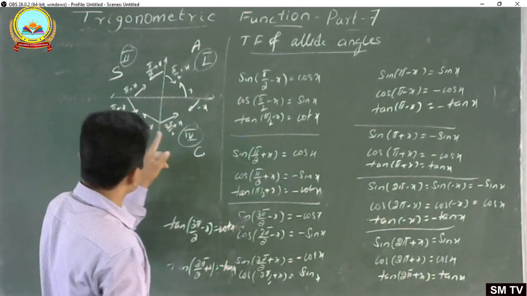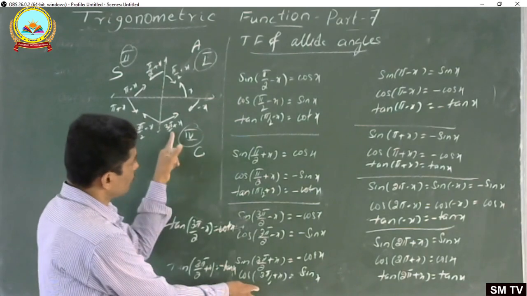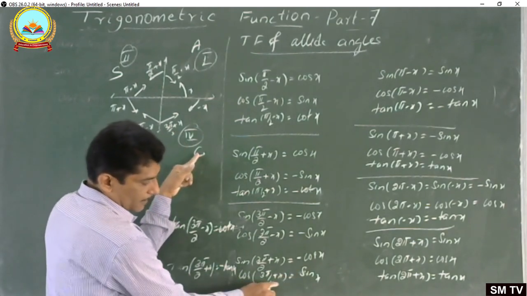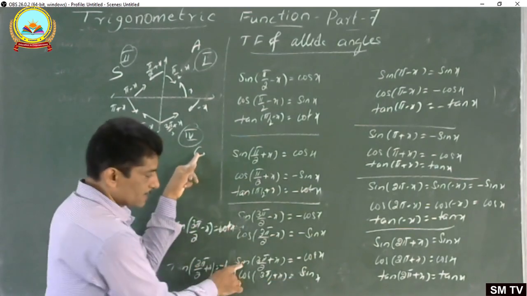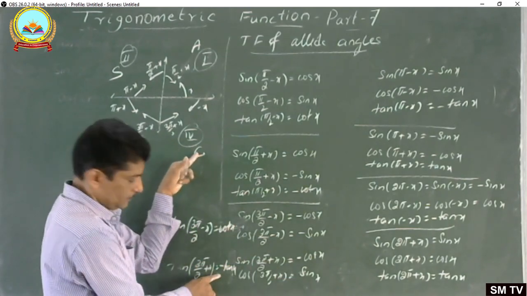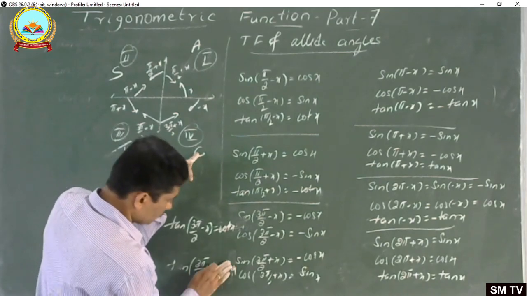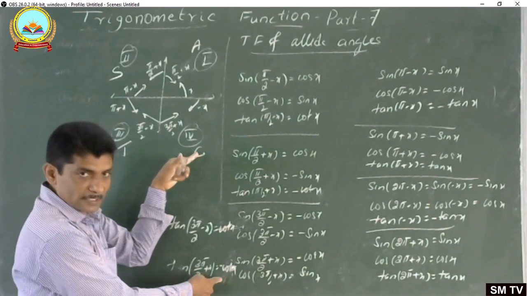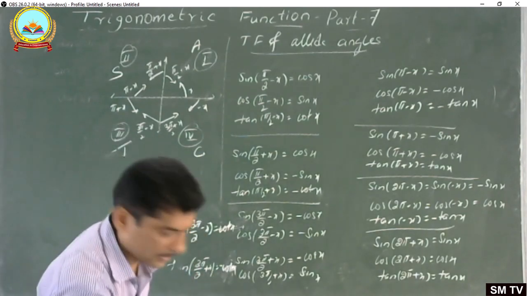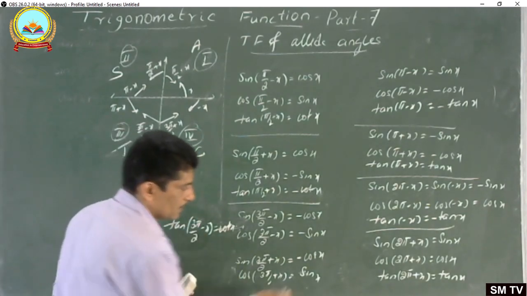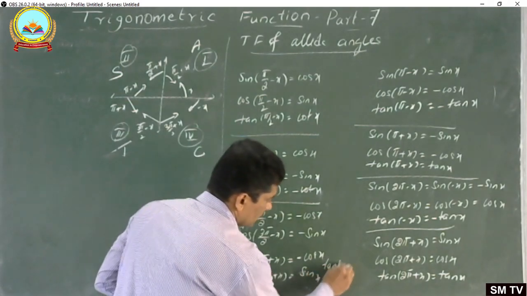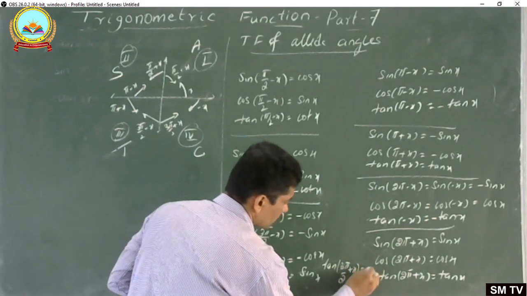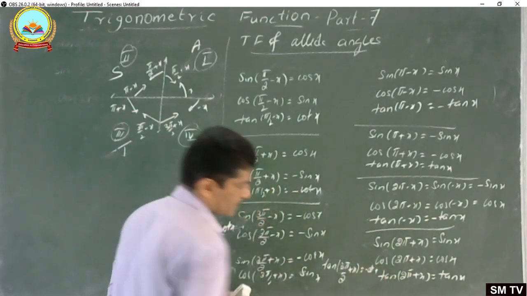And 3 pi by 2 plus x lies in the fourth quadrant, cos positive. Cos of 3 pi by 2 plus x is plus sin x. Sin negative, tan negative. Is it clear? 3 pi by 2, this one is cot x. Just a moment. Is it clear? Alright. This one is tan of 3 pi by 2 plus x is equal to minus cot x.